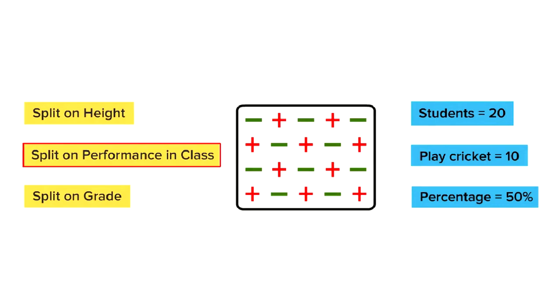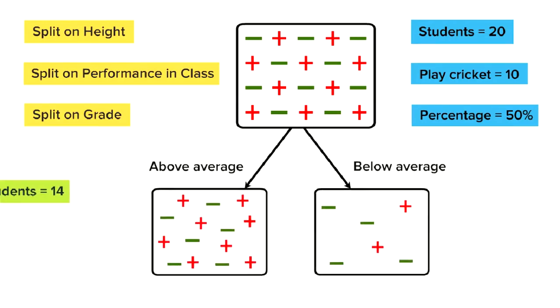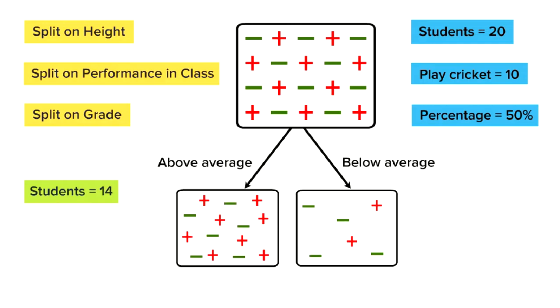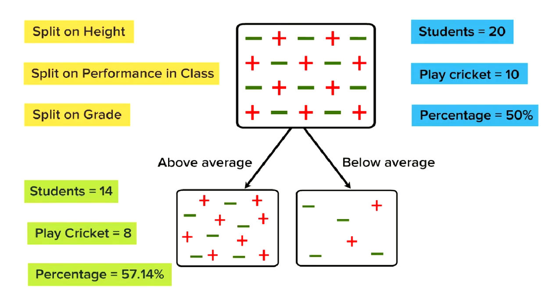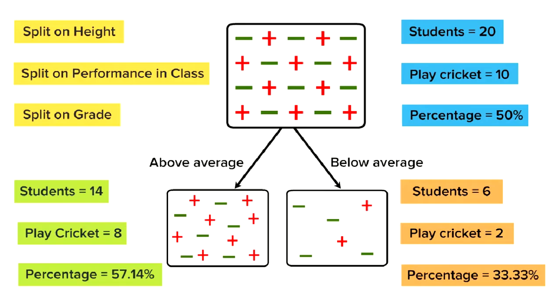Let's split the population based on performance. Here, the performance is defined as either above average or below average. We will again divide the population based on these categories, and let's say we got a distribution like this. Here, 14 students are above average, and out of these 14 students, 8 play cricket, and hence percentage here will be around 57%. In below average category, we have a total of 6 students out of which 2 play cricket, and the percentage in this case is around 33%.